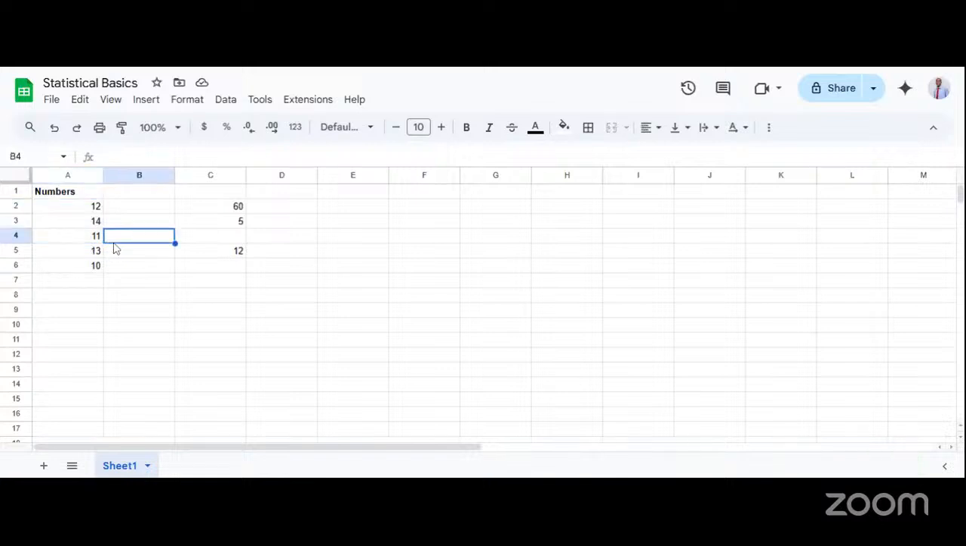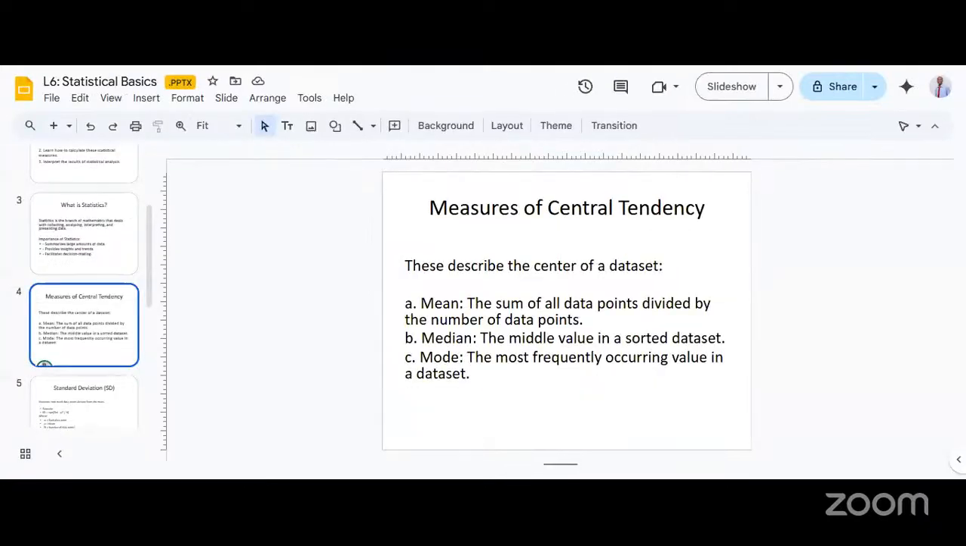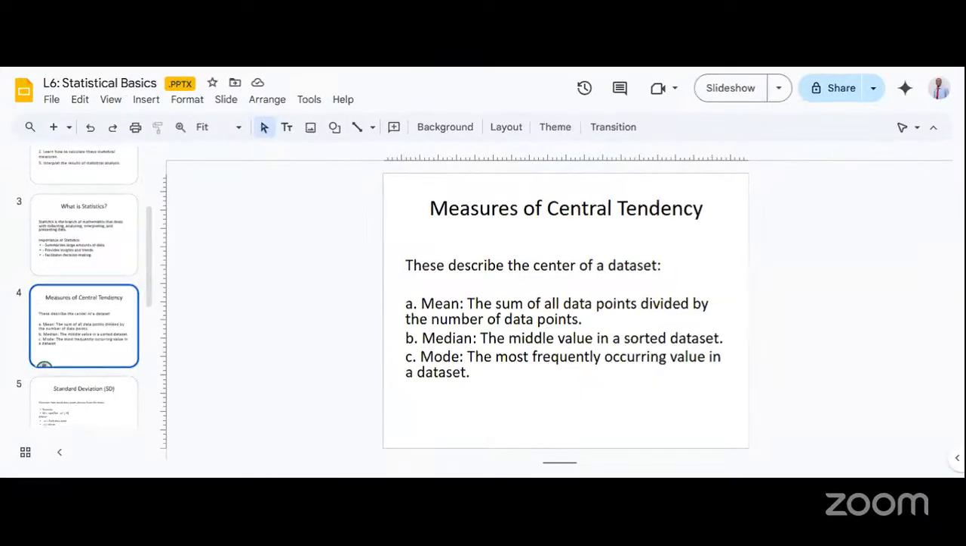If we were to use the median technique, looking back at our notes, the median technique says the middle value in a sorted data set. The middle value in a sorted data set. So let's sort this data accordingly. We'll do it in two ways. We'll sort it first in ascending order.